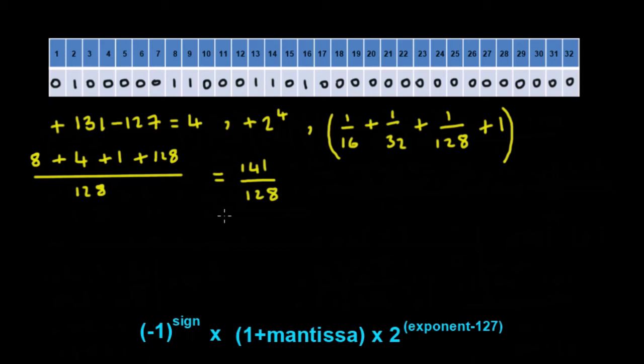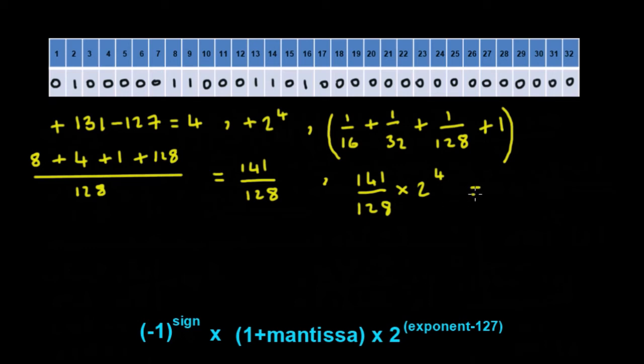So that's us actually finished now. We have the sign, which is positive, we have the exponent, which is a value of 4, and we have the Mantissa, which is 141 upon 128. So let's actually just write that out here. So it's going to be a value of 141 upon 128 times 2 to the power of 4.